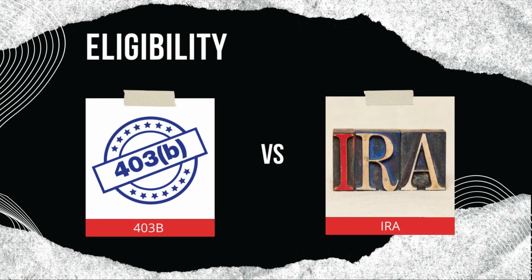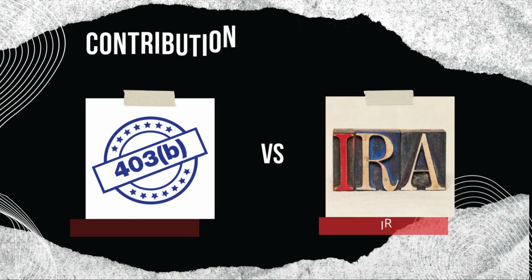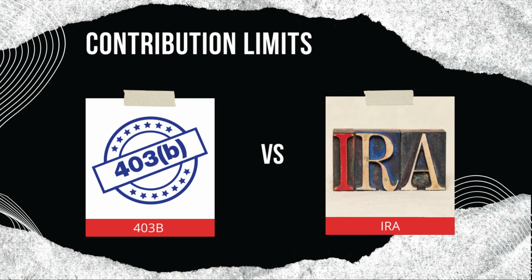Eligibility. A 403b is only available to employees of certain nonprofit organizations, including public schools, colleges, universities, hospitals, and religious organizations. In contrast, anyone with earned income can contribute to an IRA. Contribution limits. The contribution limits for a 403b are generally higher than those of an IRA. In 2023, the annual contribution limit for a 403b is $22,500 plus an additional $7,500 catch-up contribution for those age 50 or over, while the annual contribution limit for an IRA is $6,500 plus an additional $1,000 catch-up contribution for those age 50 and over.